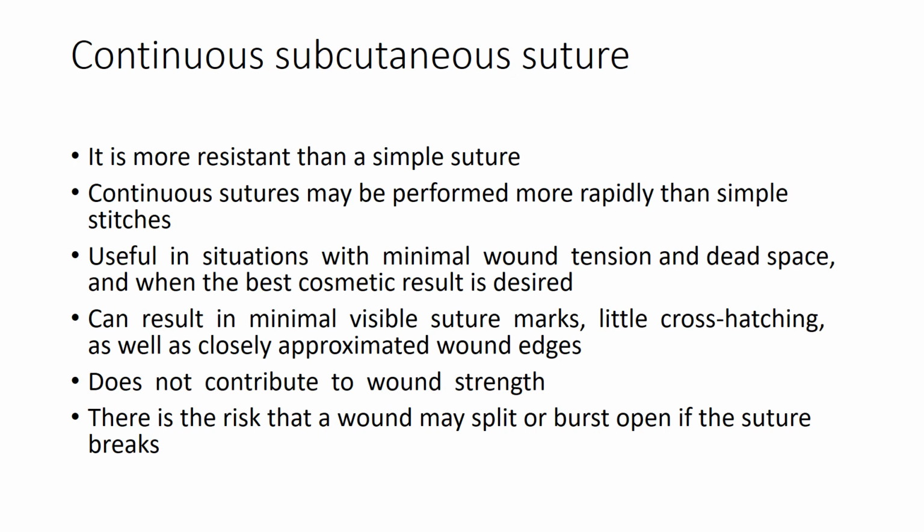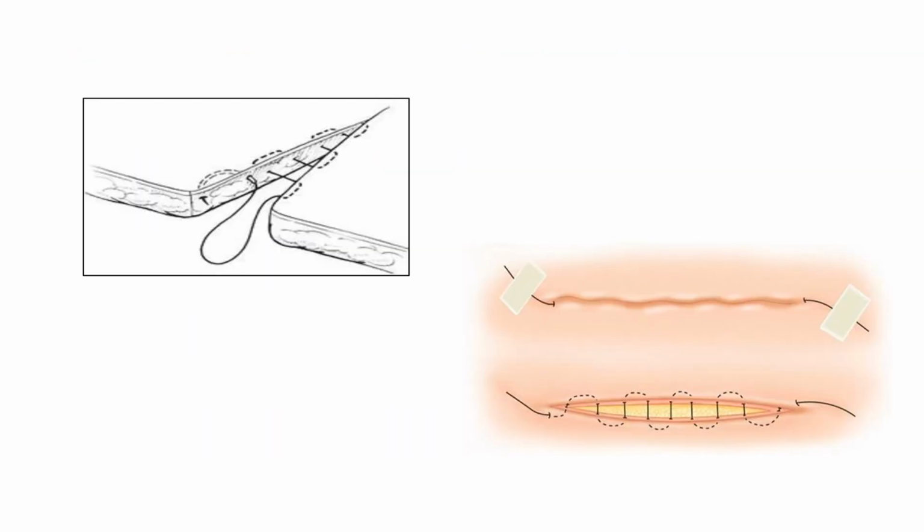However, it does not contribute to the wound strength, and there is the risk that a wound may split or burst open if the suture breaks. So this is what we call subcuticular continuous suturing or continuous subcutaneous suturing. Suture is introduced at the tip of one wound edge through the skin, and then it goes underneath the skin. The needle is introduced subcutaneously and then comes out at the other end of the wound edges. Then you can pull the two ends of the sutures and the two wound edges will be approximated nicely.